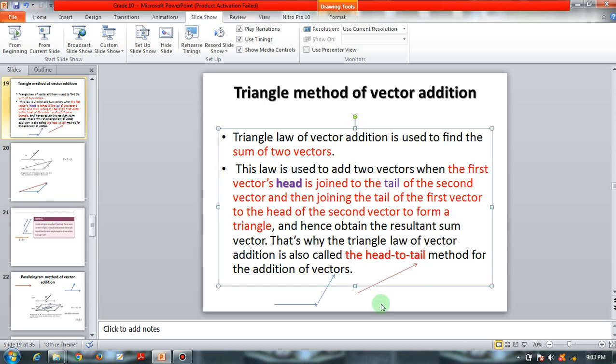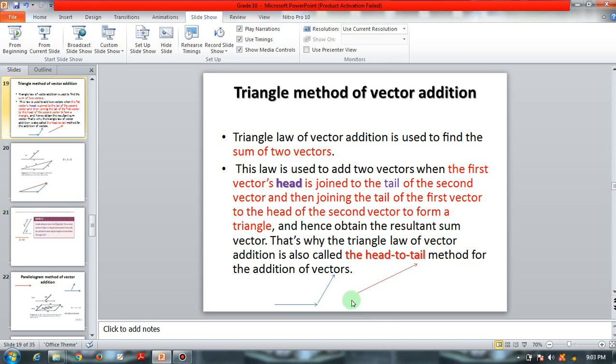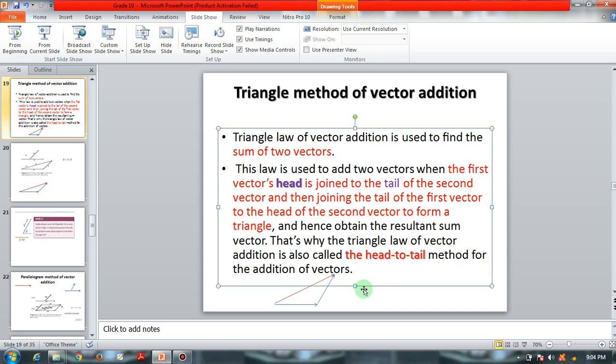Then the resultant of the two vectors, which is the third vector, is the vector that creates the triangle. In another way, the tail of the first vector can be joined to the head of the second vector. In this case, we will find what? The resultant. This is the triangle method.